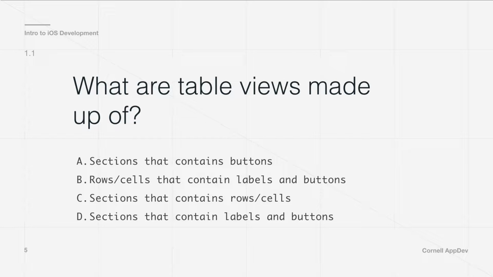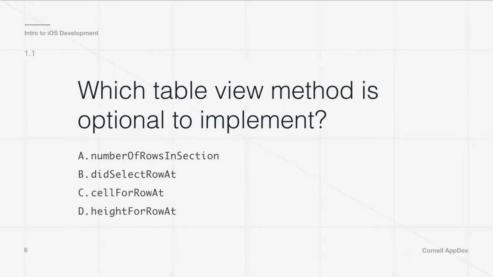Does anyone want to explain why? Okay, I can explain. So table views are made up of sections, and then within sections you have cells or rows. They're synonymous. Inside these cells and rows, you can have any kind of view you want, but the breakdown is sections and then cells and rows. And then next question.